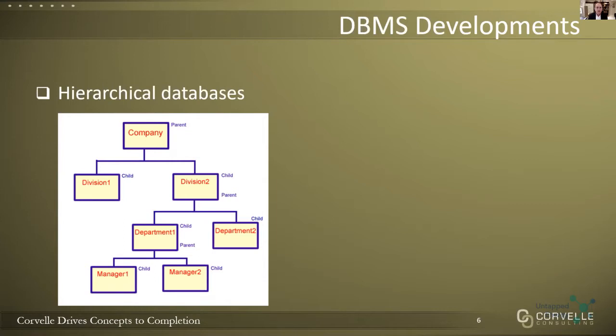So the first type of database that came along were called hierarchical databases. They have this simple tree structure that you see on the left of this slide. The dominant DBMS, and perhaps the only commercial one, was the IBM Information Management System, IMS.